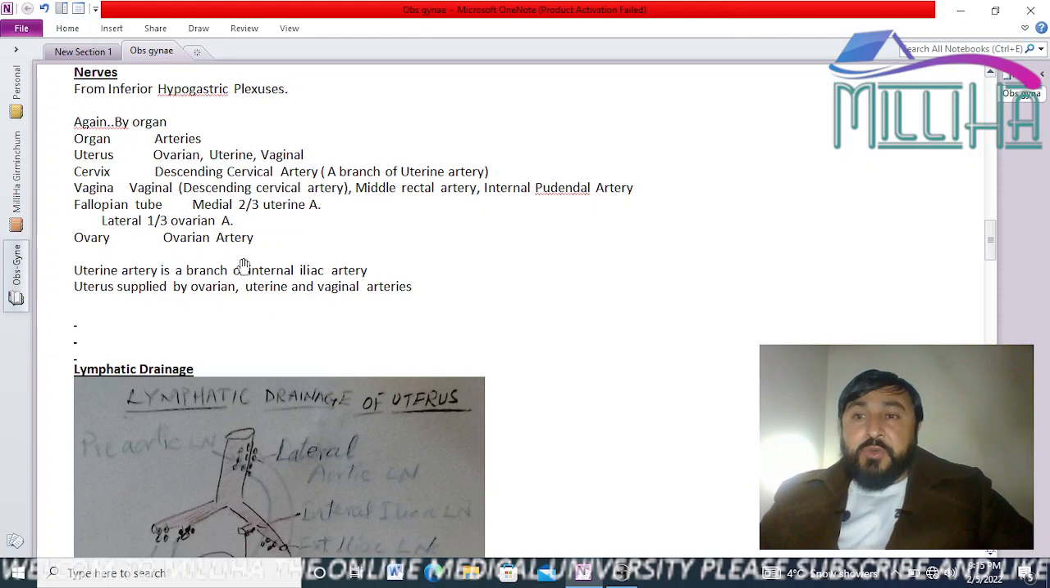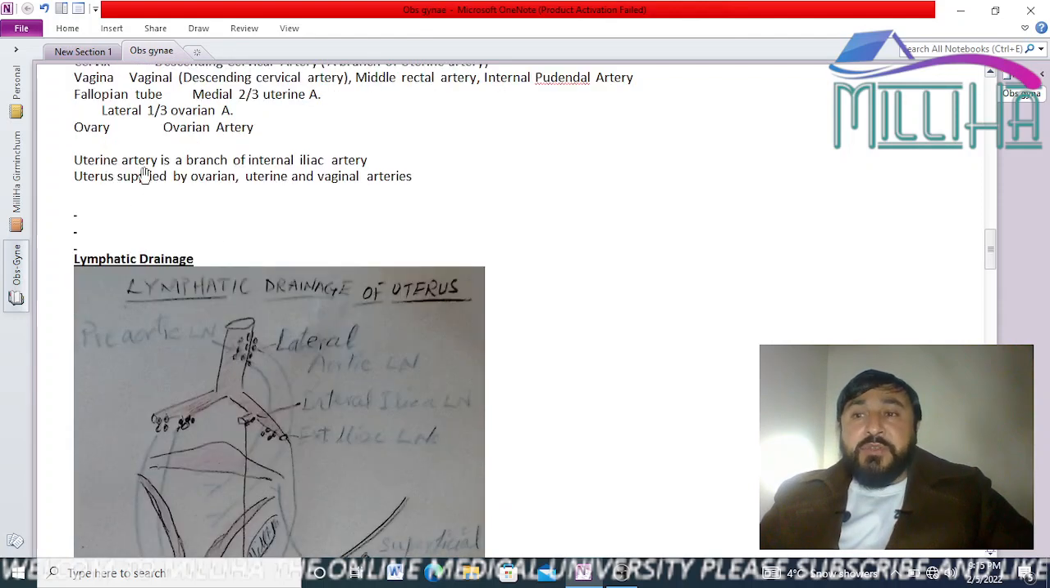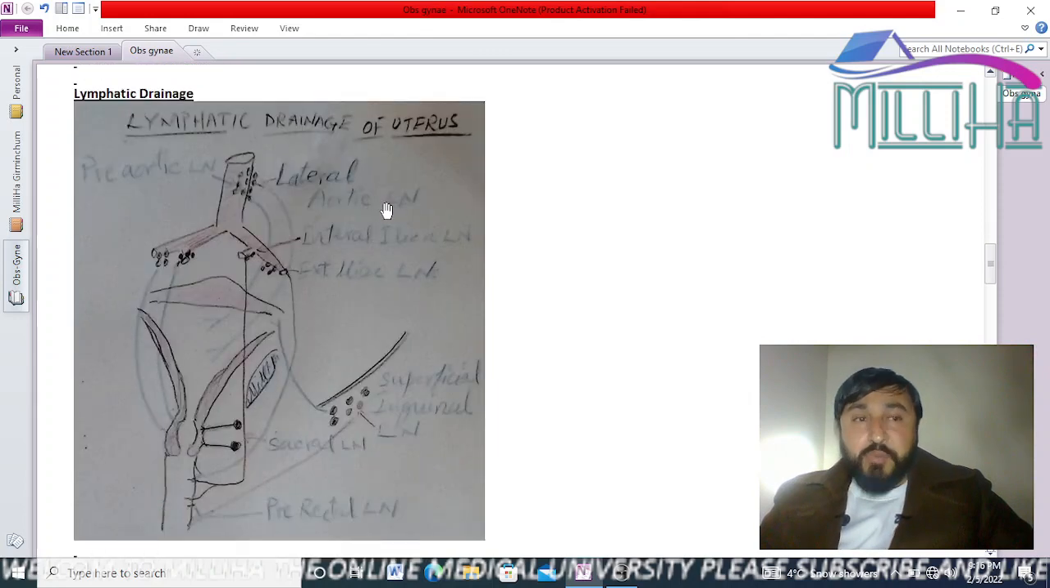Okay, so the ovary is supplied by the ovarian artery. The uterine artery is a branch of the internal iliac artery, and the uterus is supplied by the ovarian, uterine, and vaginal arteries. Again, this was a revision. Okay, let's go further and check.